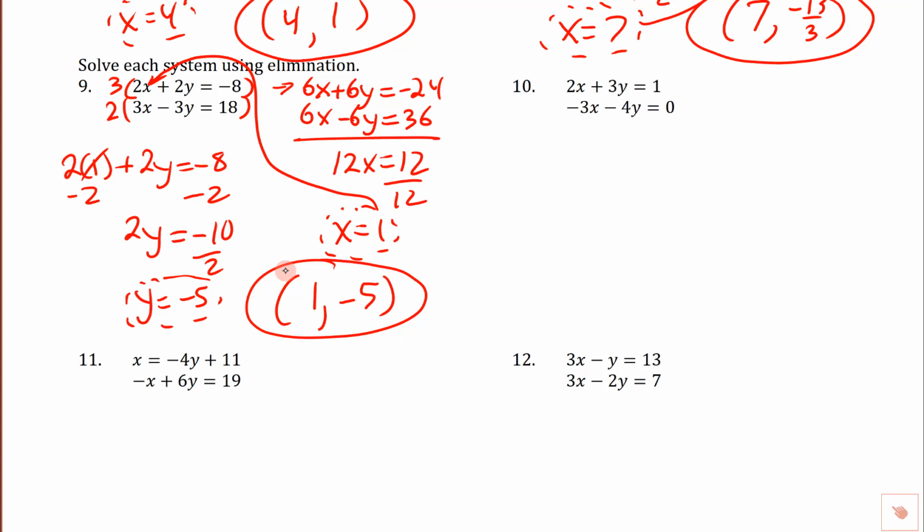Now remember, all it said we had to do was just solve them. It didn't say we had to write down consistent, inconsistent, that sort of thing. So we're all set here. Let's go ahead and take a look at this.